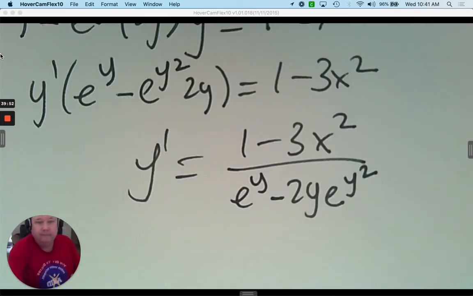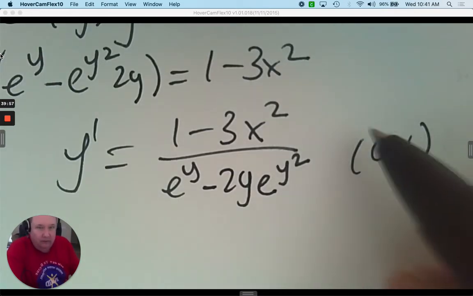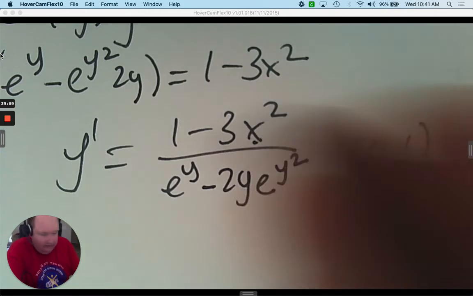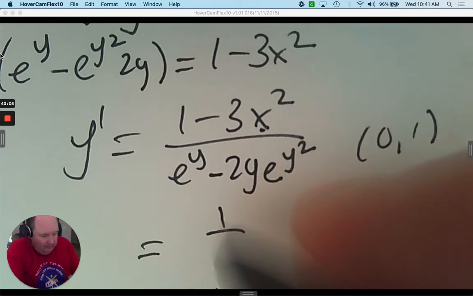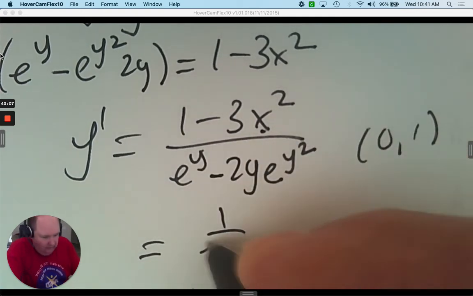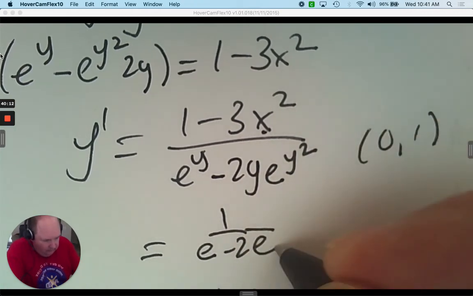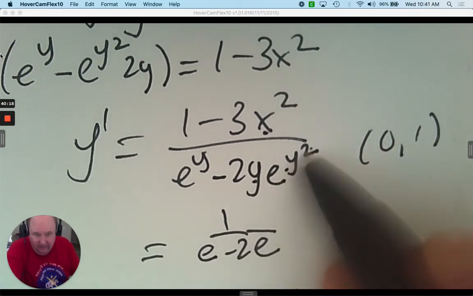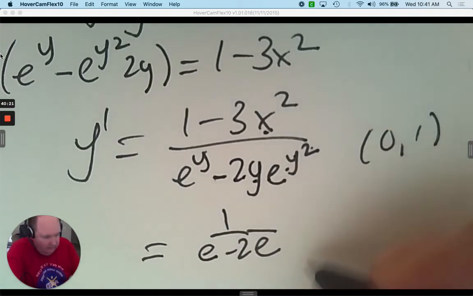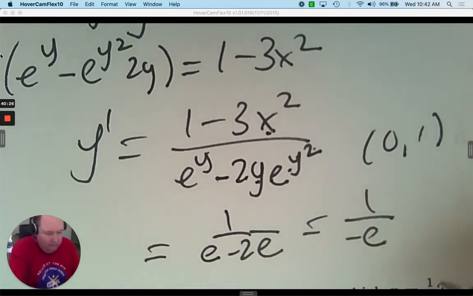All right. And then they say plug in the point 0, 1. So if you plug in 0 for x, you get a 1 in the numerator. If you plug in 1 in the denominator, you get e to the 1, which is e. You get minus 2 e to the 1. So 2 times 1 is 2. 1 squared is 1, so that's e to the 1. So it's minus 2 e to the 1. Combine like terms. And I get 1 over negative e. That's A.